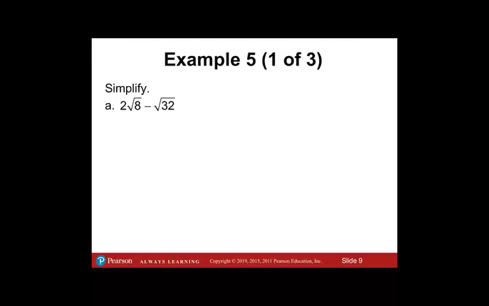Okay. That's a little bit of foreshadowing or forewarning. Let's see what happens here. So notice that these are unlike radicals because they have different radicands, but let's simplify each one, right, and see what happens.